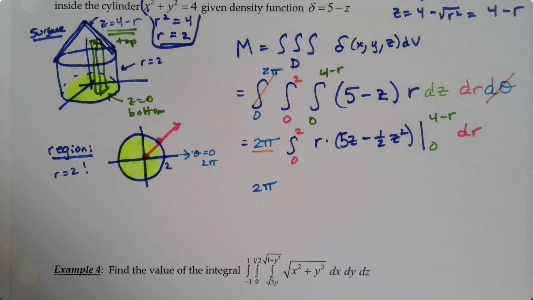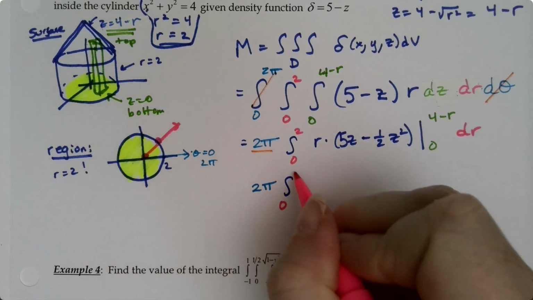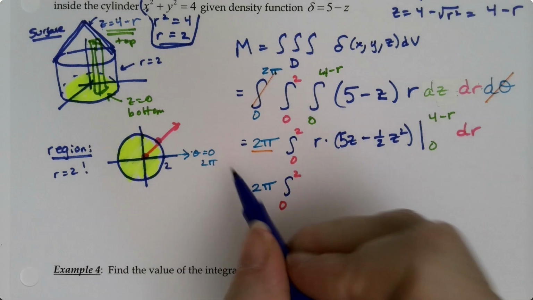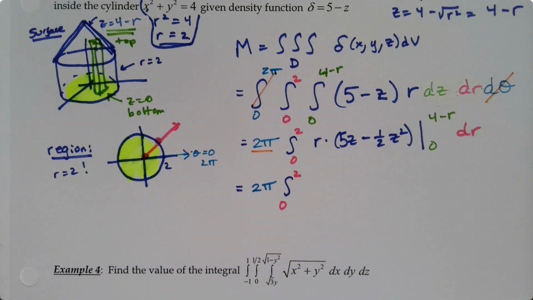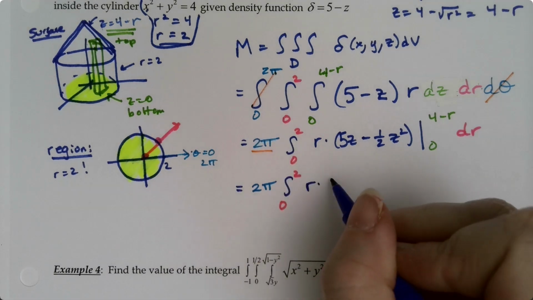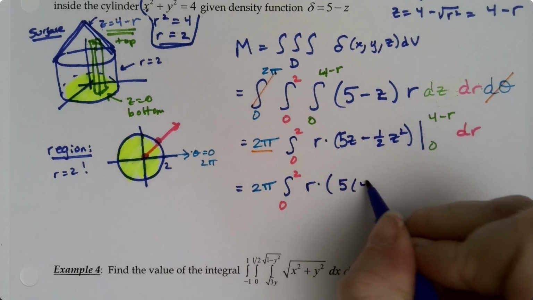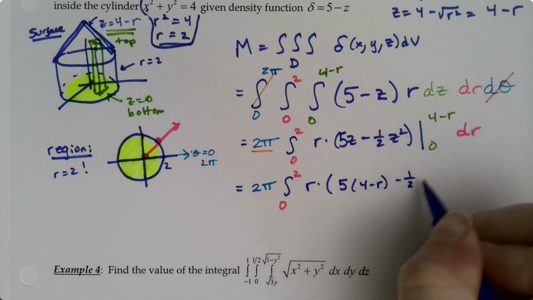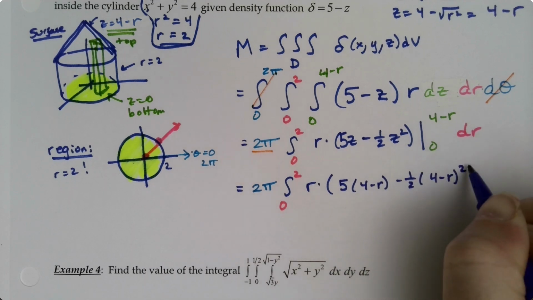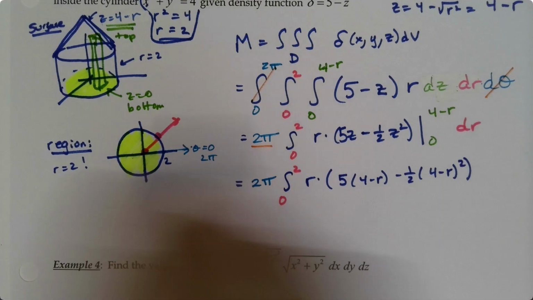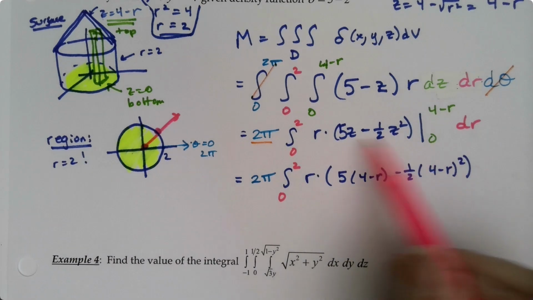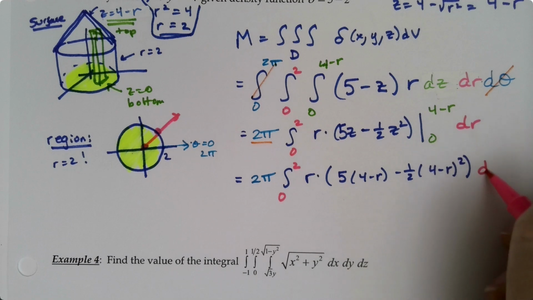and then integral from 0 to 2. And then this would be r times 5 times 4 minus r, minus 1/2 times 4 minus r squared. And that's it, right? Because the 0 would make everything turn into 0, so we're not worried about it.